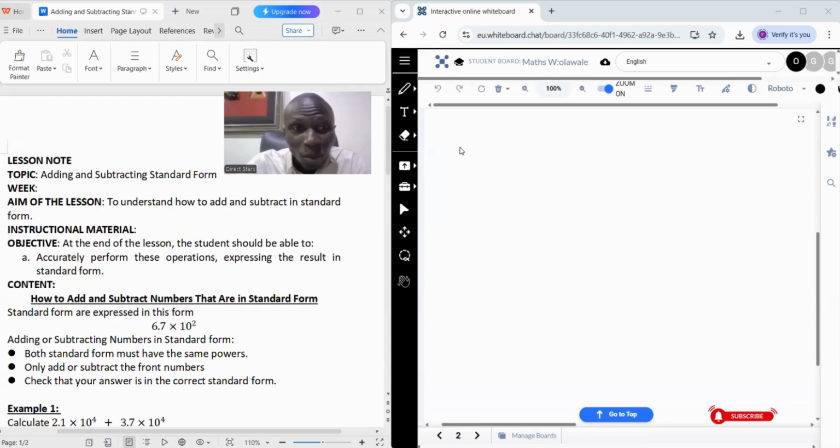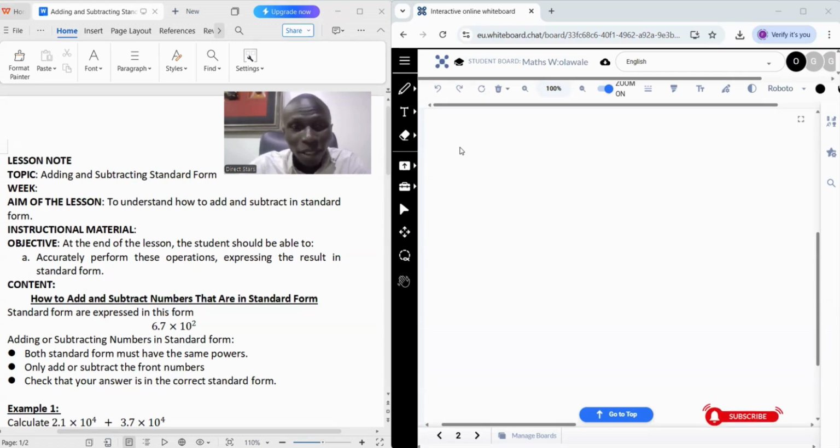In our maths class today, we're looking at adding and subtracting standard form. Last week we looked at multiplying and dividing standard form, and today we'll be looking at adding and subtracting standard form. The aim of this lesson is to understand how to add and subtract in standard form. And the objective is that at the end of this lesson, you'll be able to accurately perform this operation and also know how to express the result in standard form.